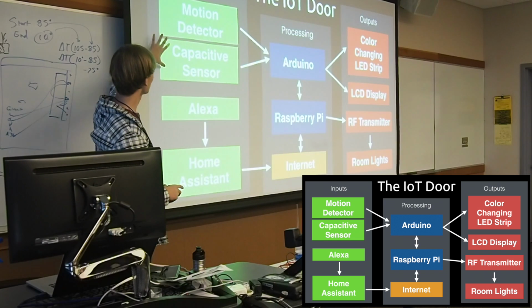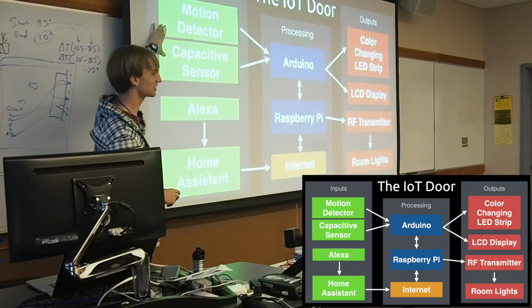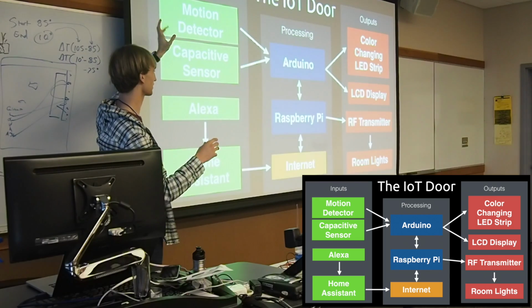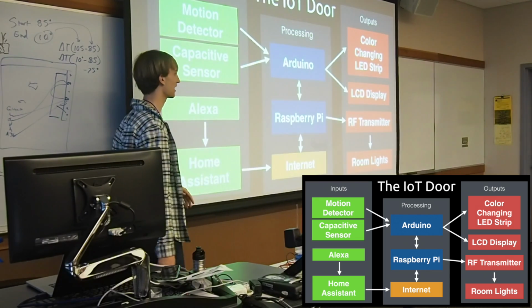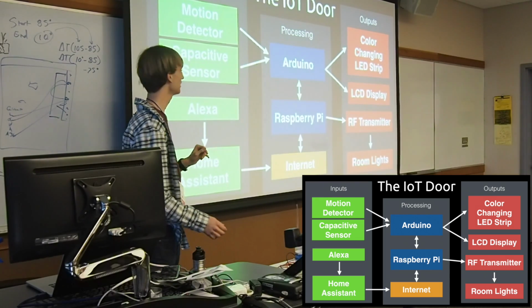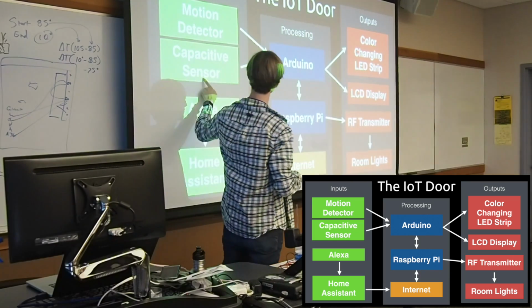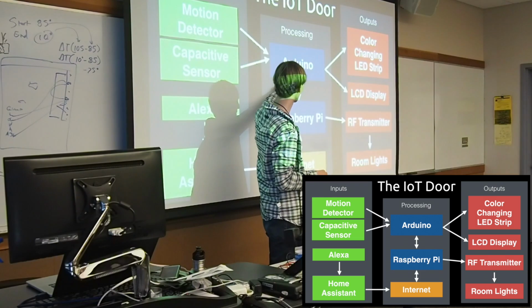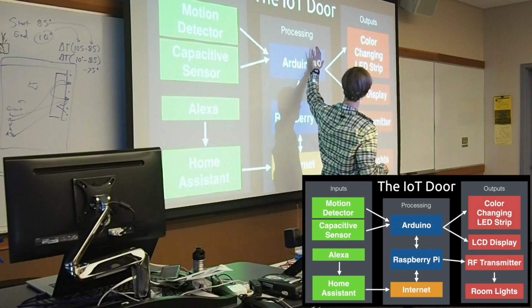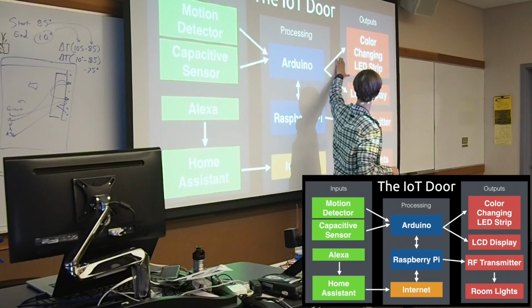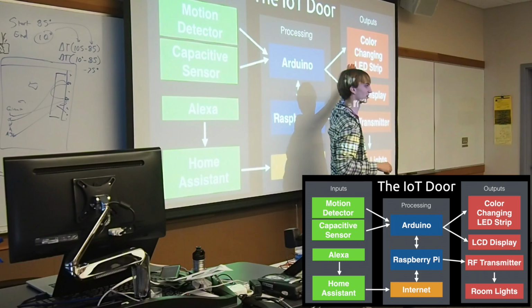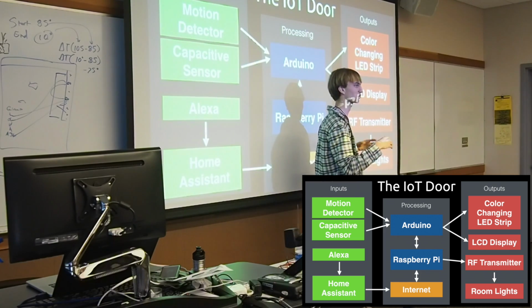Up here we have the capacitive sensor and motion detector. The motion detector is on the outside of the door, and it detects when someone walks by. The capacitive sensor just detects when someone touches the peephole, like I showed. Those are talking to the Arduino, and the Arduino is sending signals to the LED strips on the front, controlling the color.